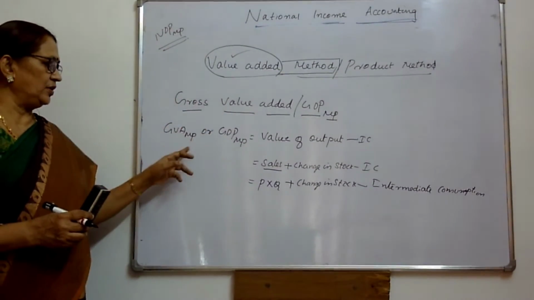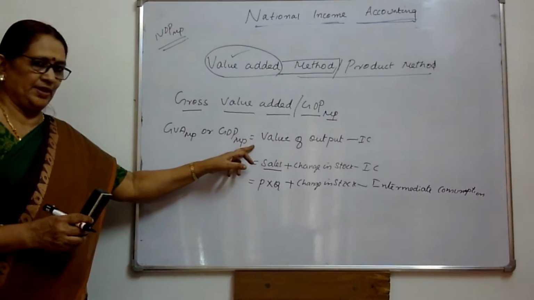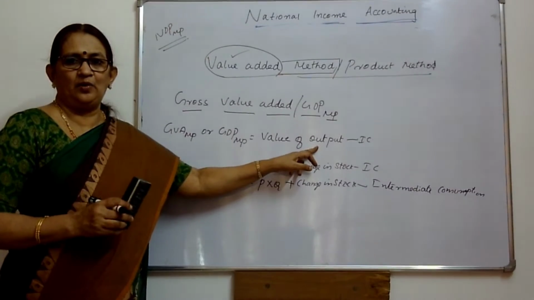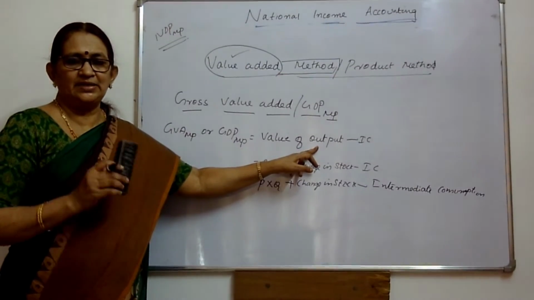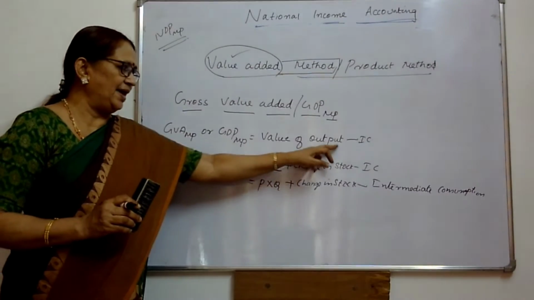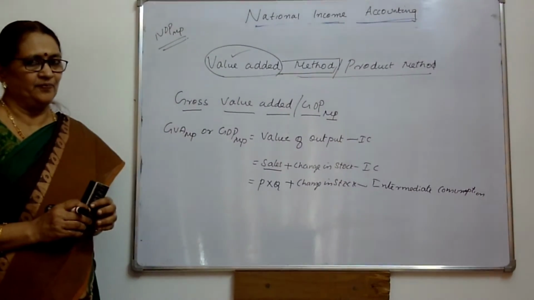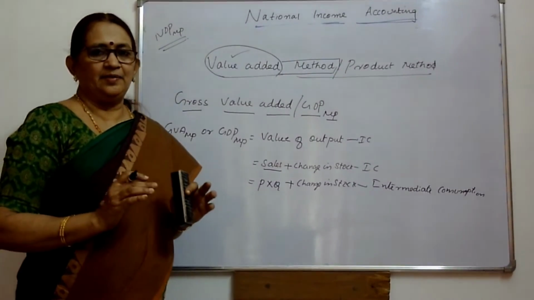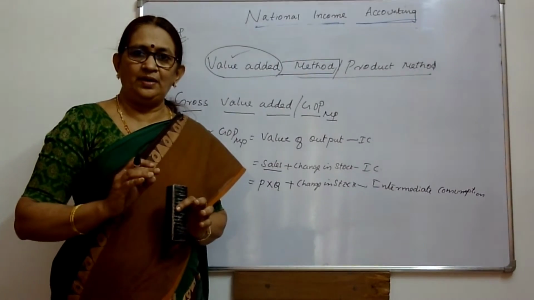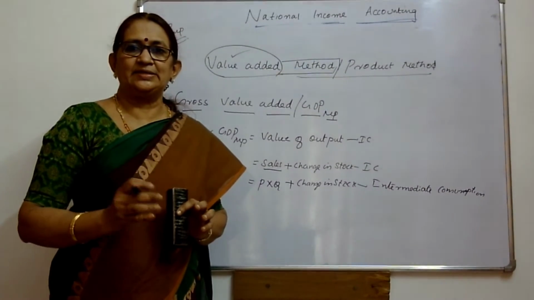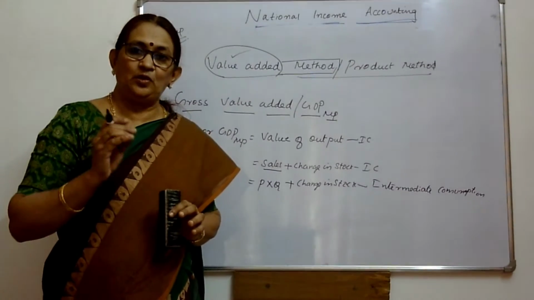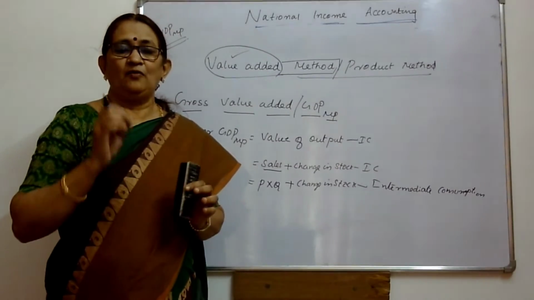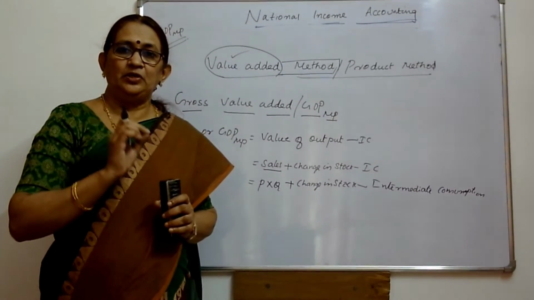GDP at market price or gross value added at market price is equal to value of output, that is the total value of the final goods and services produced in the country, minus intermediate consumption. What is the meaning of intermediate consumption? It is the intermediate cost incurred on purchase of raw materials and other intermediate goods which is used to produce the final good.